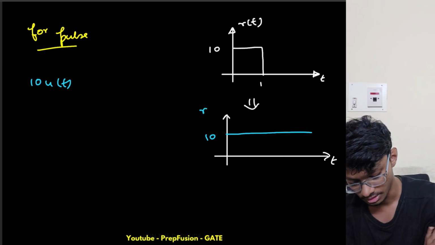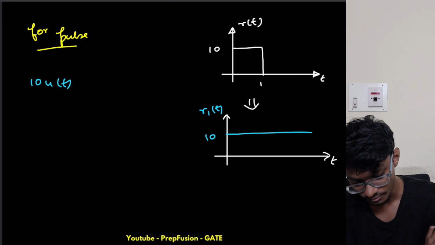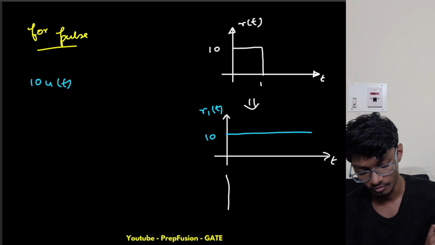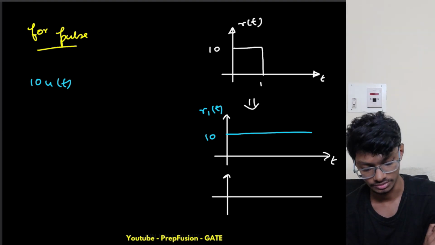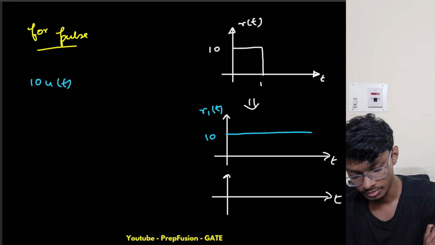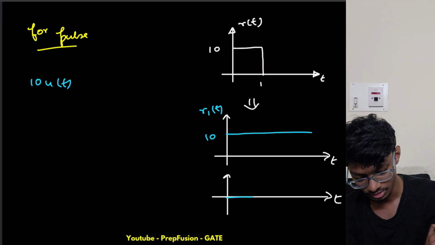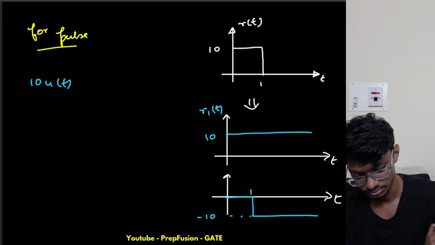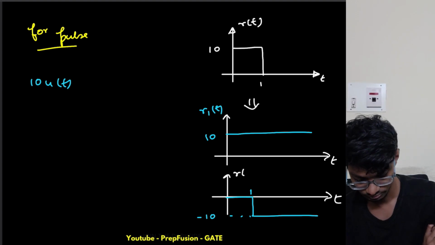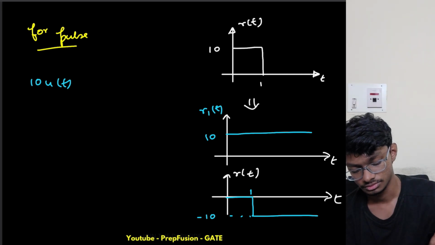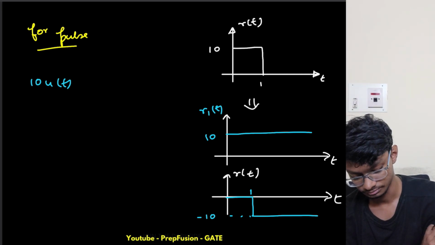So this is, let's say, r1 of t. And another step, obviously it also has magnitude 10, but the direction is opposite, because I have to subtract this one. I have to make my amplitude 0 at this point. So at t equals to 1, I will get a negative step, and this one will be my minus 10. This is 1, and this is r of t, basically.